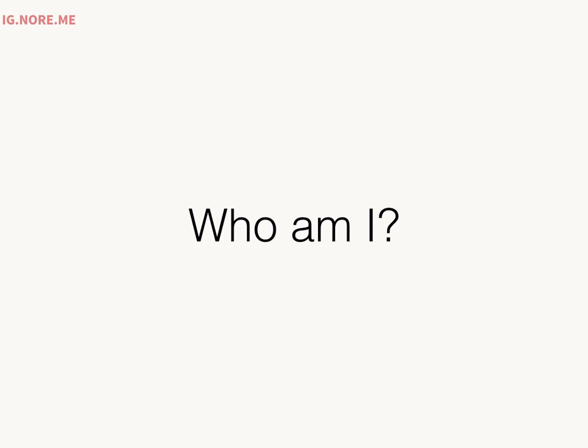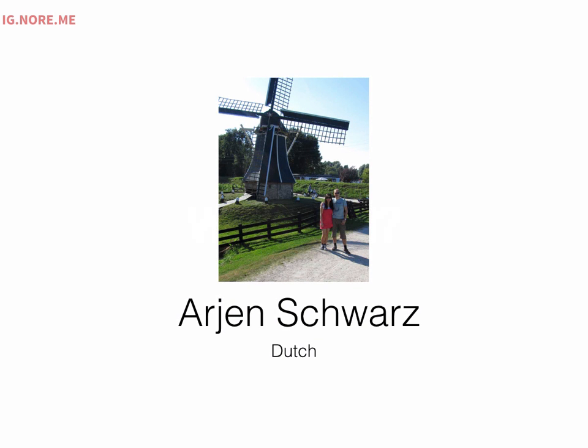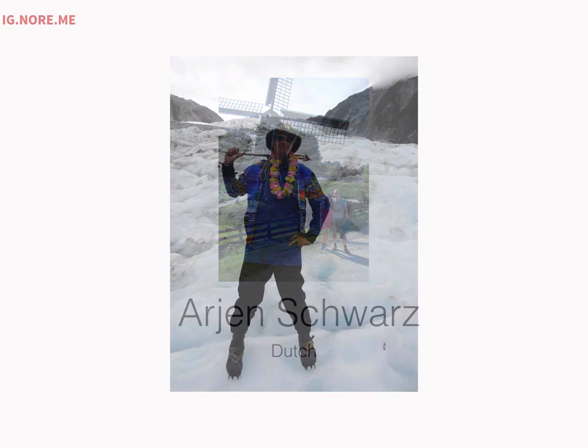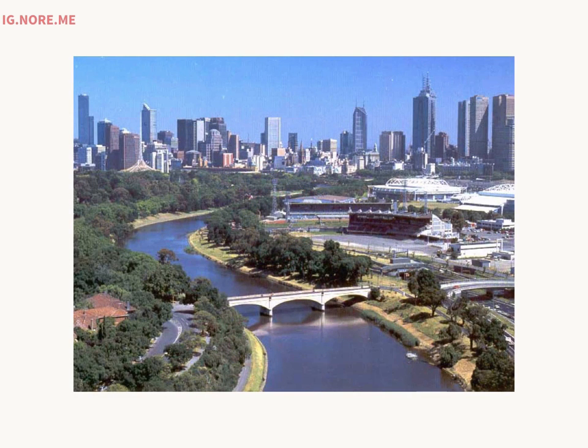So, who am I? My name is Arjen Swartz and I'm Dutch. I worked in the Netherlands at a traditional hosting company, and then at some point I decided to go traveling. Now, about 3.5 years ago, I ended up in Melbourne, and I liked this place so much that I decided to stay. Now, for the interesting bit.